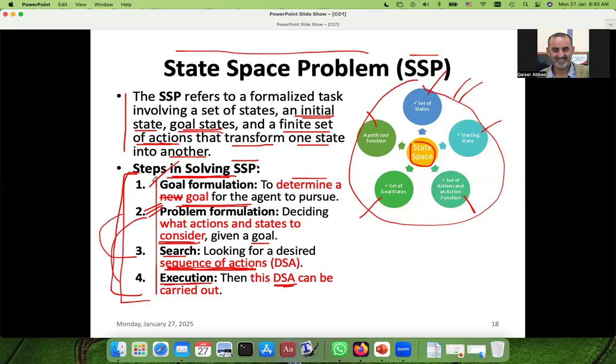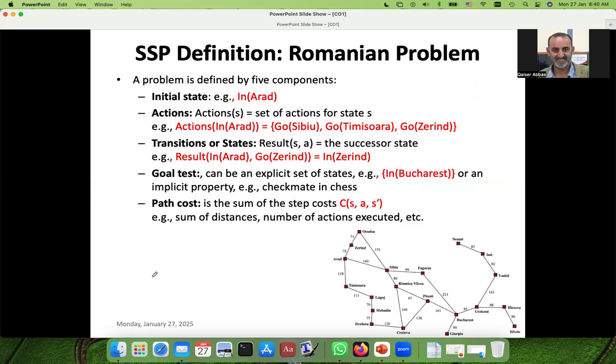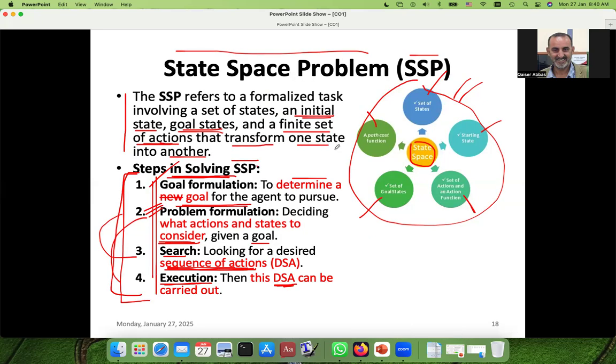So these are the 4 steps if you are going to write an algorithm for any problem in AI. So let's move on. Now, on this slide, we said that any problem will have a state space, no issue. So that's why we will call it a state space problem.